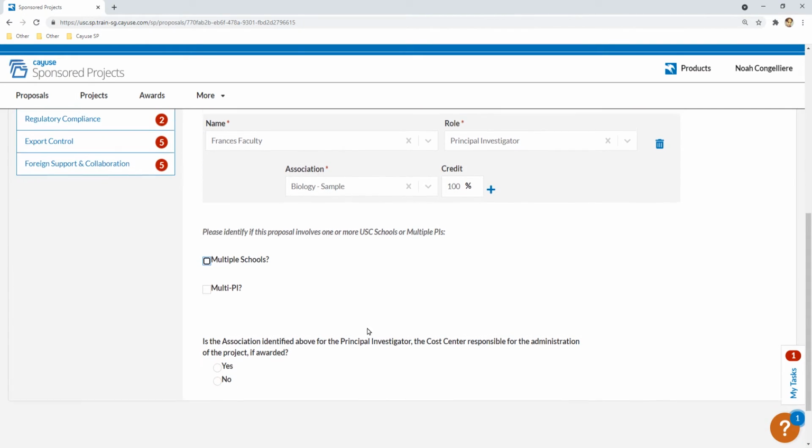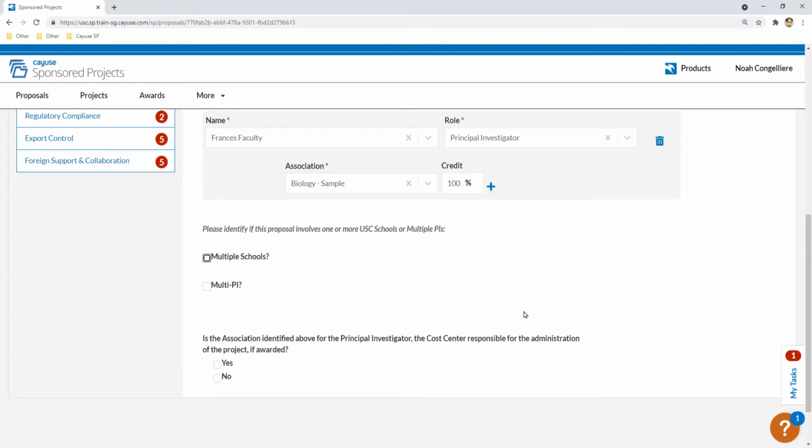And then notice here at the bottom, we want to answer if the association that's identified above for the principal investigator is the same cost center that's responsible for the administration of the project if it gets awarded. So cost center is basically a new Workday term for the unit responsible for the administration of the project when awarded. So what we're asking for here is if these are the same. That is, the unit associated with the PI, biology, the same unit responsible for the administration of the project when awarded? If yes, you're good to go.